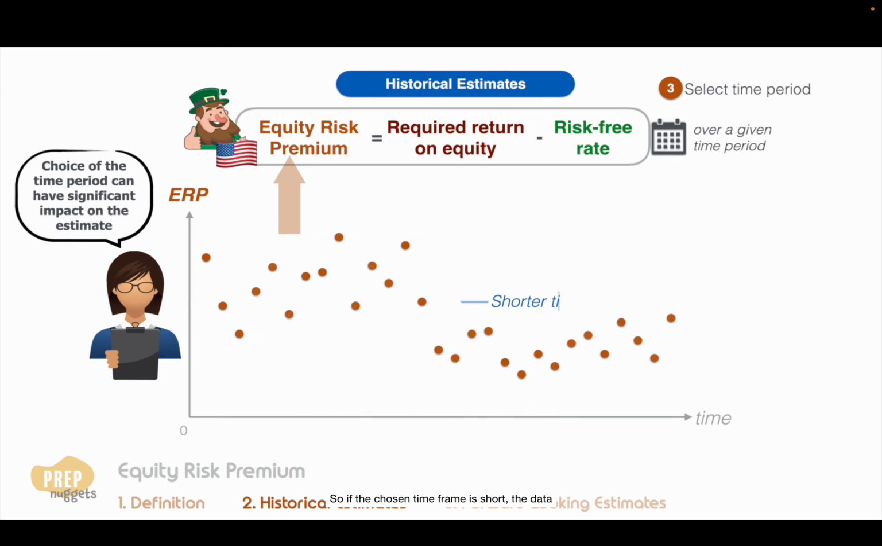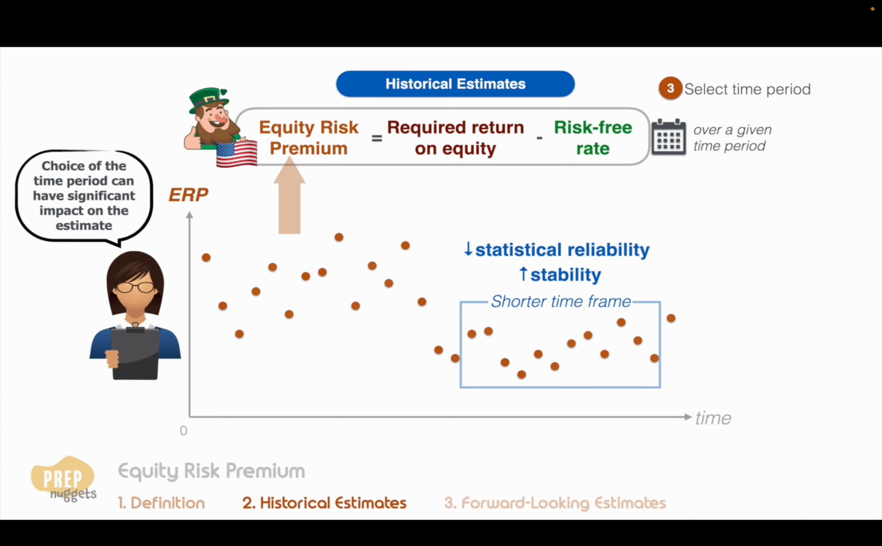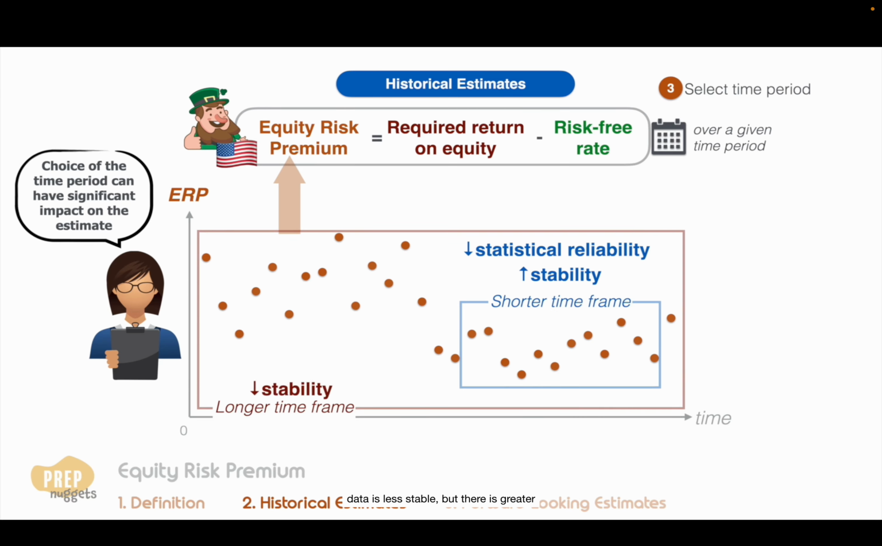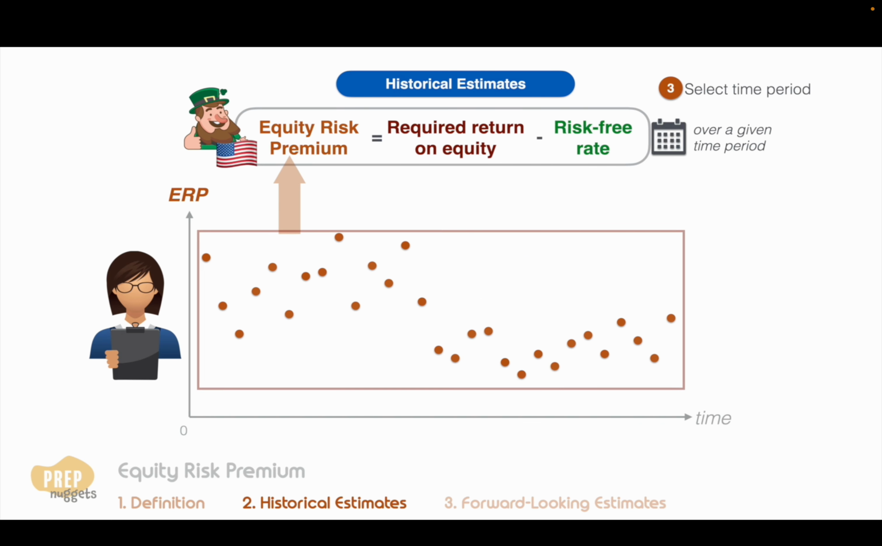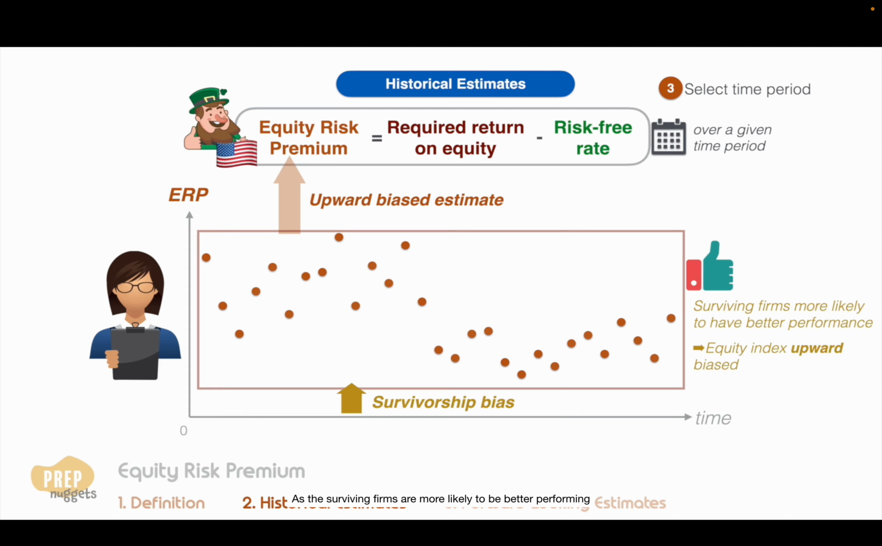So if the chosen time frame is short, the data is more stable, but the statistical reliability is lower. Conversely, if the time frame is too long, the data is less stable, but there is greater statistical reliability. You should select the time frame carefully to avoid such extremes. Another problem with using historical data is that the estimate may be biased upwards due to survivorship bias. As the surviving firms are more likely to be better performing firms, the equity index is likely to be upward biased, so estimates derived from it are also upward biased.